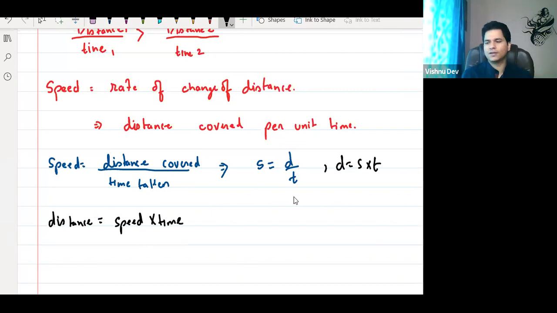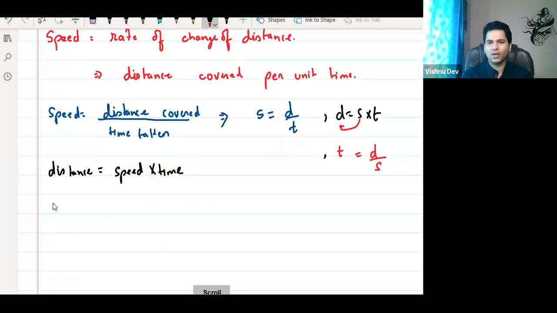Yes or no? Or I can just write this also. Time is equal to distance by speed. है ना? इसको दे कर दूंगा मैं. इसको दे कर दूंगा. दिया जाएगा. So I can write like this also.